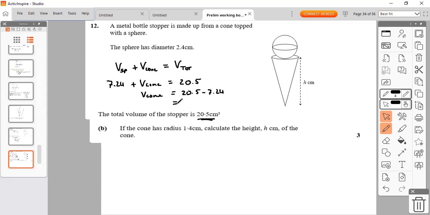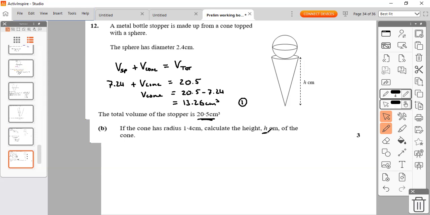Now that gives us the volume of the cone to be 13.26 centimetres cubed. 1 mark. Now we need to establish the height h.